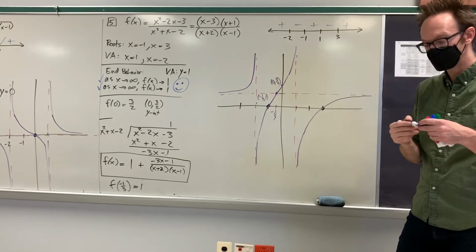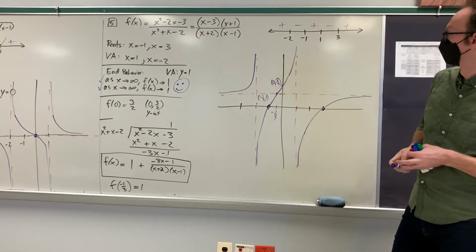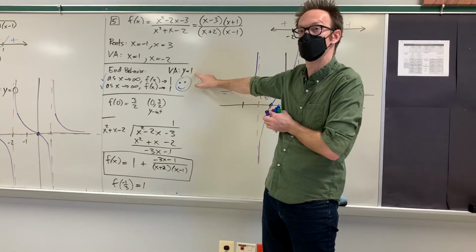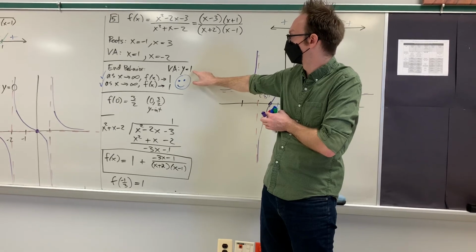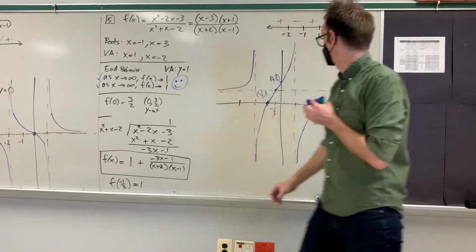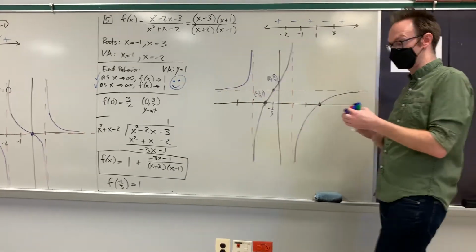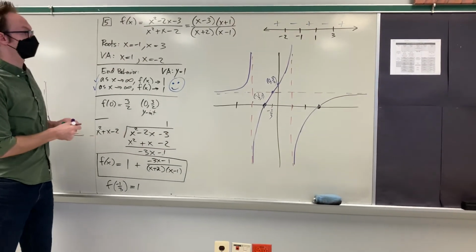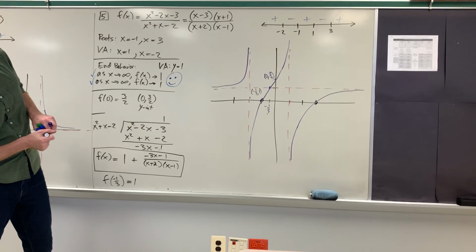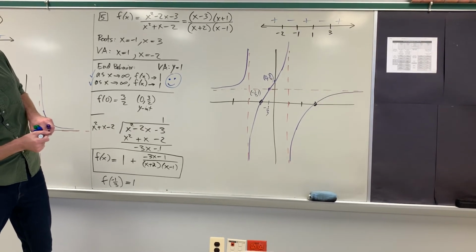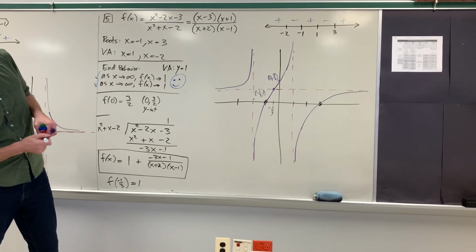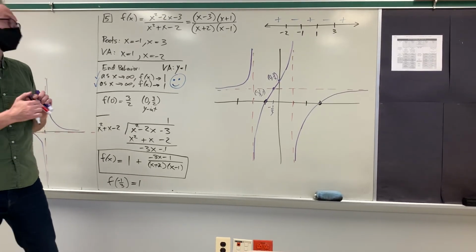Question: but doesn't the end behavior need to be positive? The end behavior is 1. By that I mean just 1, right? Have I done something wrong? No, I think he's right. What matters is that it's approaching. I think I'm right here.